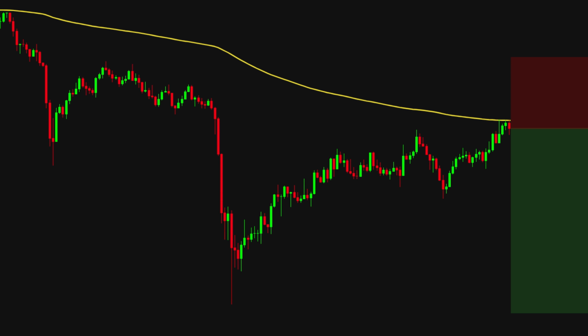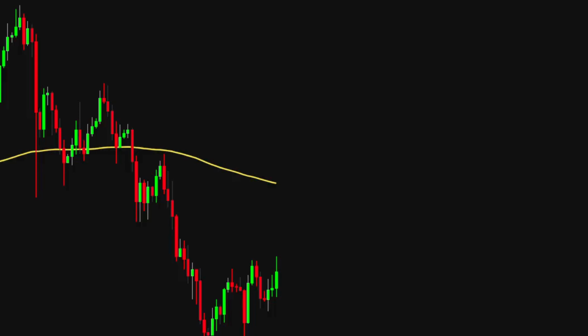This rejection signals that the 200 EMA is acting as dynamic resistance, and sellers may be stepping back into the market. A short entry can then be taken once a bearish confirmation candle closes below the rejection area. The stop loss is usually placed above the recent swing high or slightly above the 200 EMA to manage risk if the trend begins reversing.